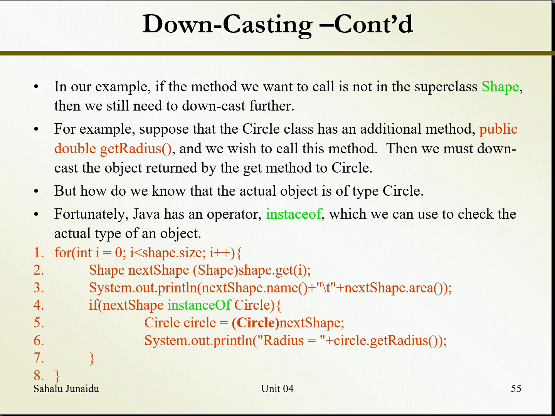So you have to cast it to a circle, because if we make use of the next shape, and next shape is of type shape, and there is no get radius in the shape class, then that will lead to an error. And this is clear, please.